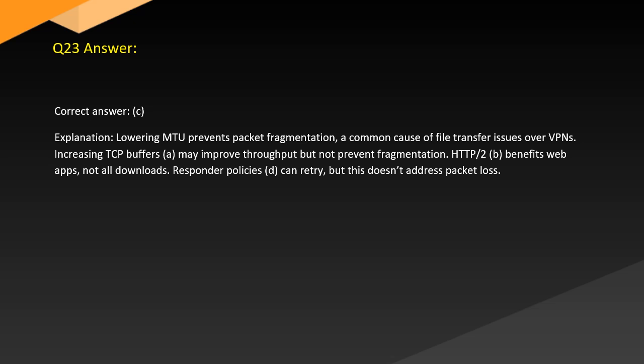Answer. Correct answer: C. Explanation. Lowering MTU prevents packet fragmentation, a common cause of file transfer issues over VPNs. Increasing TCP buffers, A, may improve throughput but not prevent fragmentation. Caching, B, benefits web apps, not all downloads. Responder policies, D, can retry, but this doesn't address packet loss.